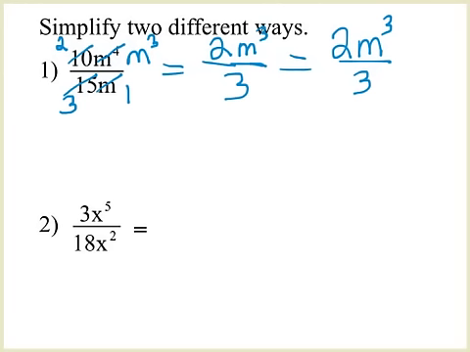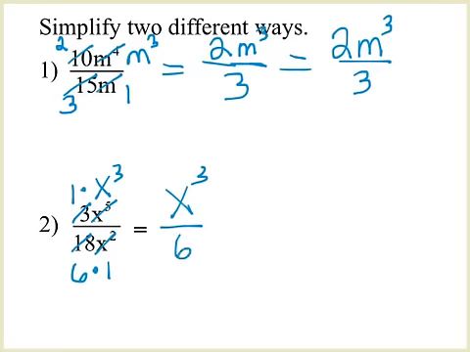All right, now we can divide a factor of 3 out of the numerator, and I'm left with 1, and 3 out of 18, and I'm left with 6. Next, I can divide 2 x's out of the numerator and denominator. In the denominator, I'm left with 1. In the numerator, I'm left with x to the 3rd. This leaves me with x to the 3rd power over 6.